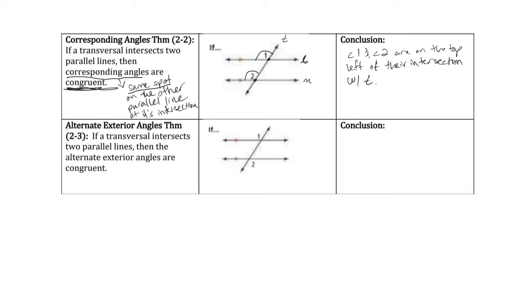So they're congruent again. Angle 1 is congruent to angle 2, right? And that means their measures are equal as well. So that's what the corresponding angles theorem goes through. The next one is the alternate exterior angles theorem.